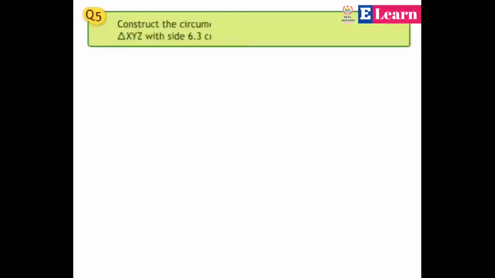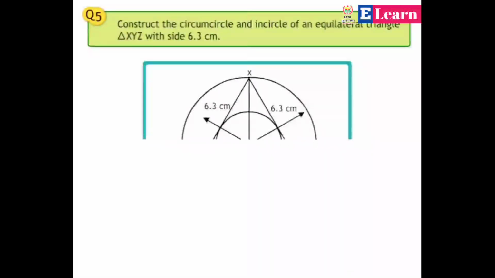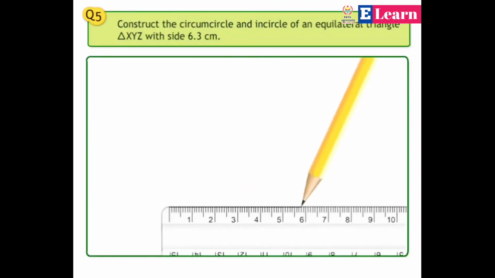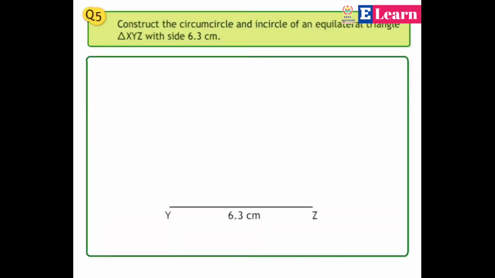Question 5. Construct the circumcircle and incircle of an equilateral triangle XYZ with side 6.3 centimeters. Solution. First, draw segment YZ of length 6.3 centimeters.